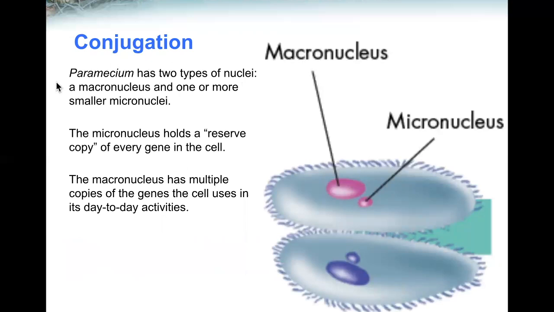Paramecium has two types of nuclei, a macronucleus and one or more smaller nuclei, micronuclei. The micronucleus holds a reserve copy of every gene in the cell. The macronucleus has multiple copies of the genes the cell uses in its day-to-day activities. The macronucleus has multiple copies, and the micronucleus a reserve copy.